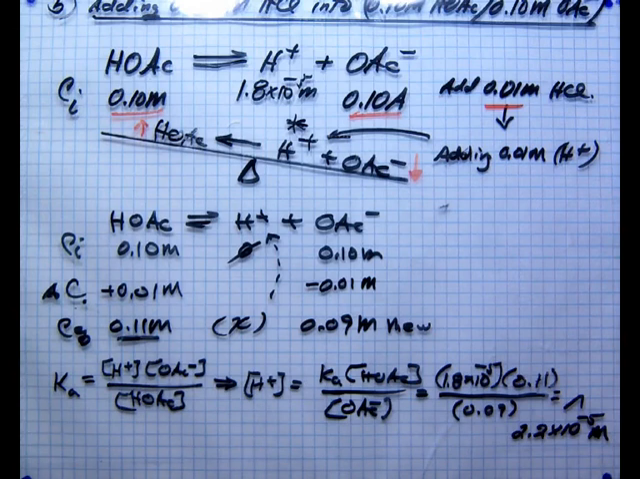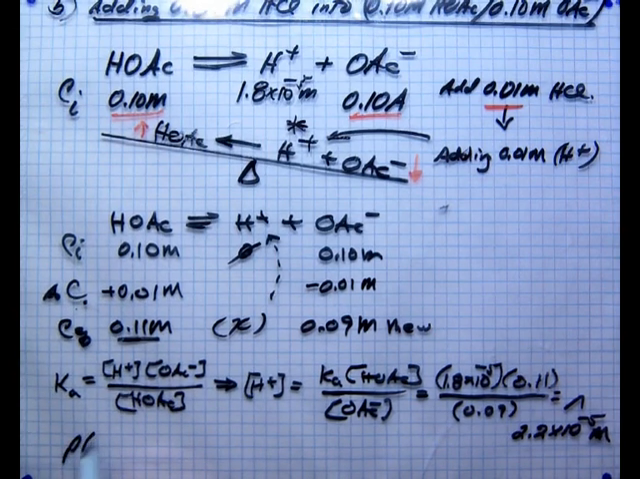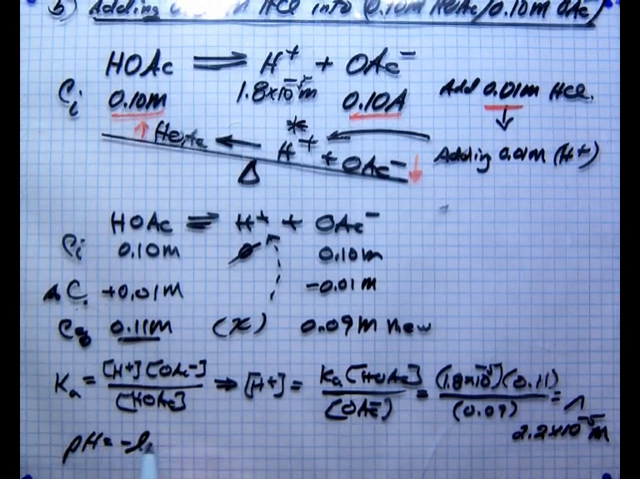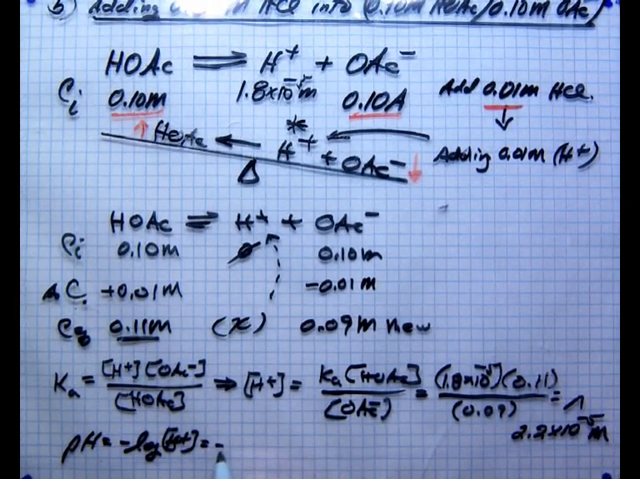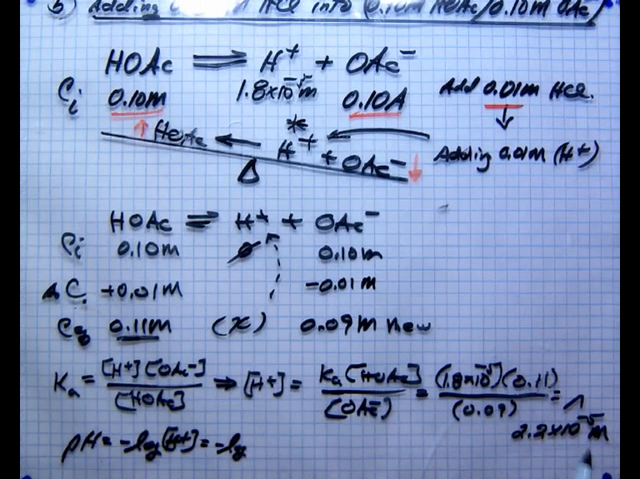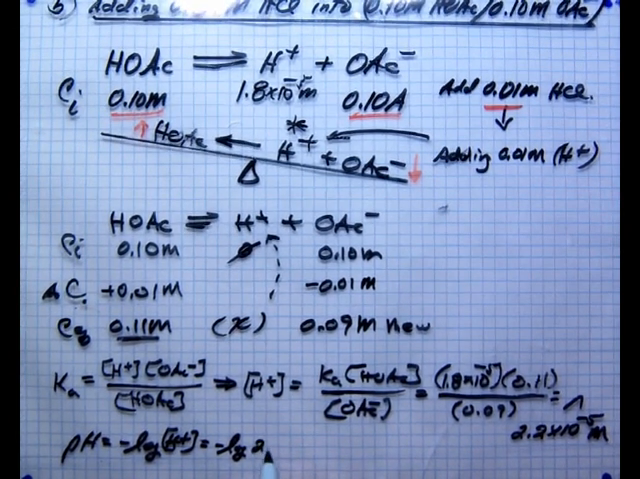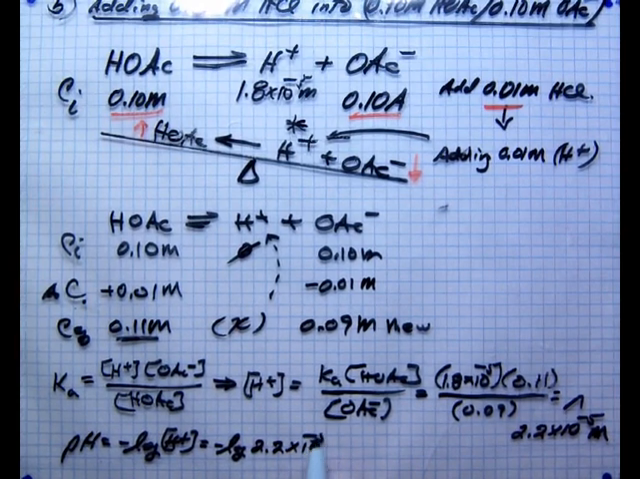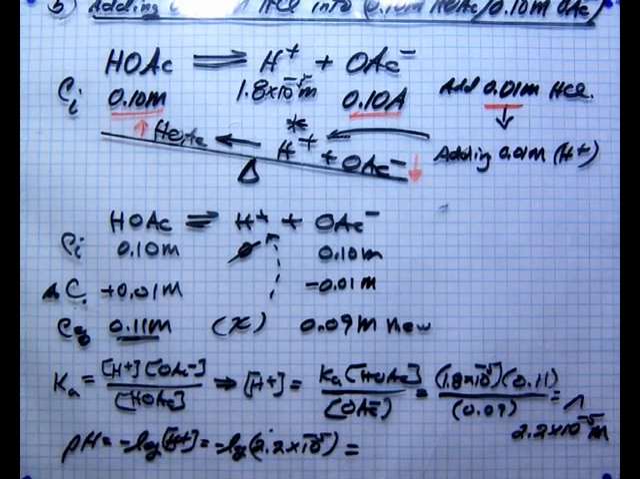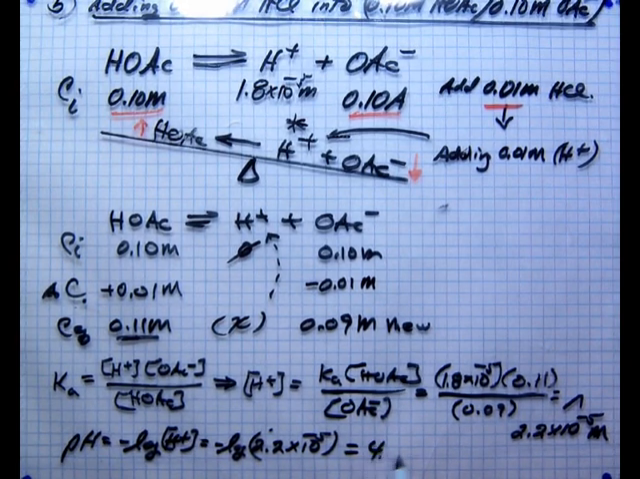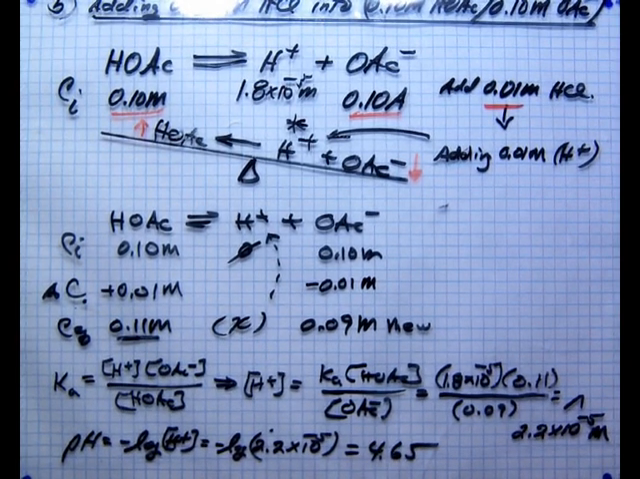And we threw in the acid. So with that in mind, we can calculate the pH: minus log of the hydronium ion, minus log of 2.2 times 10 to the minus 5, and our new pH is 4.65.